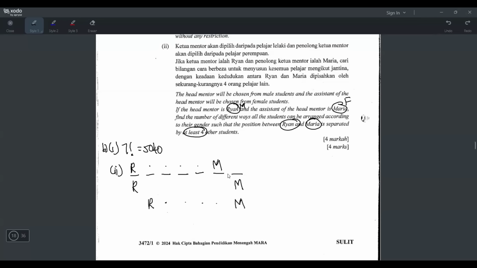But wait, hold on a minute. What about Maria sit here? Possible juga kan? So this thing dia boleh flip juga. So R dengan M boleh terbalik juga, where the Maria sit sebelah kiri, Ryan sit sebelah kanan.